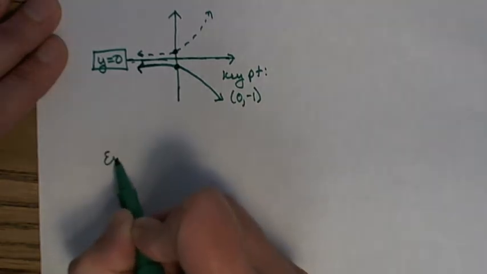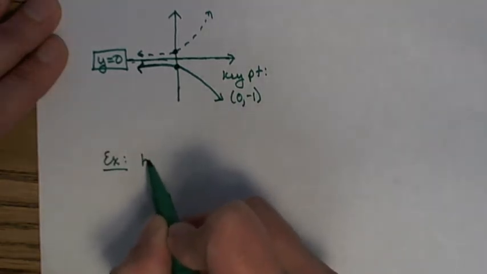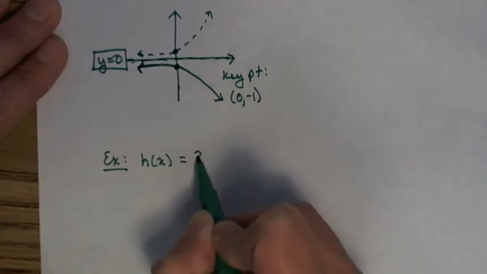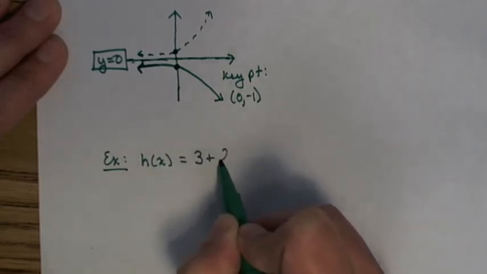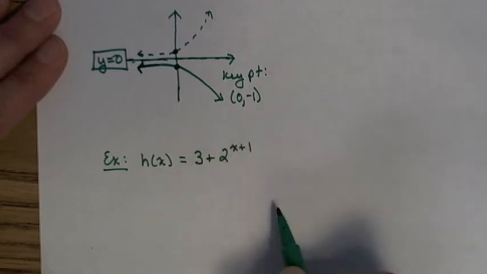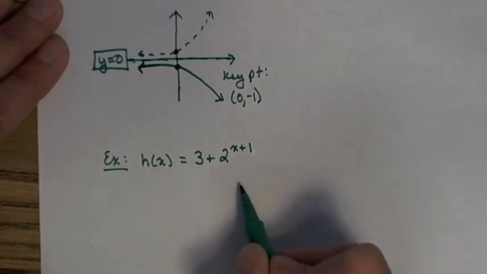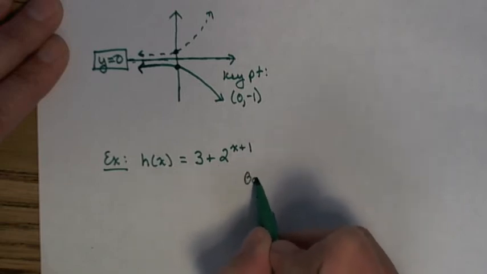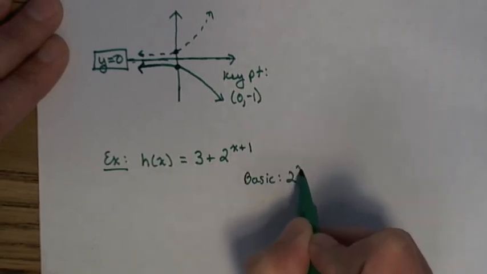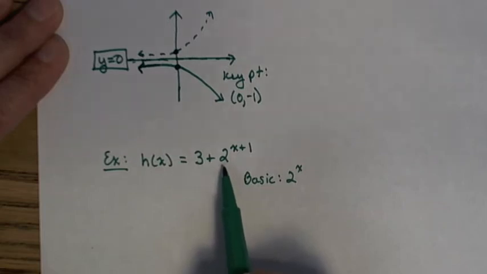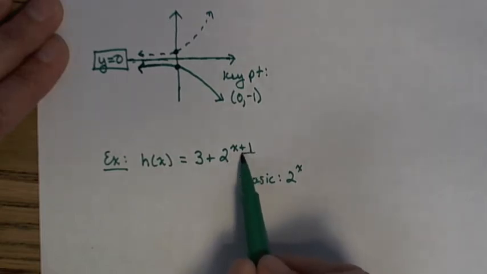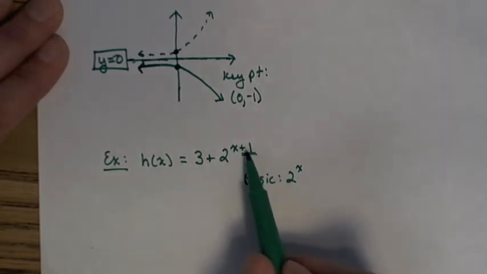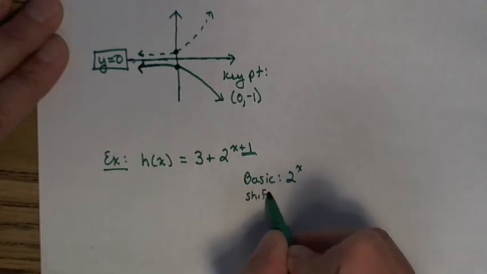Suppose, for example, I have h of x is equal to 3 plus 2 to the x plus 1. Now this one's a little more complicated than the previous two, but let's again focus on what's happening here. Now my basic function here is my 2 to the x. So what else is happening with that 2 to the x? Well, notice we have this plus 1 up here. That's with the x, so therefore it's going to be a shift left 1 unit.